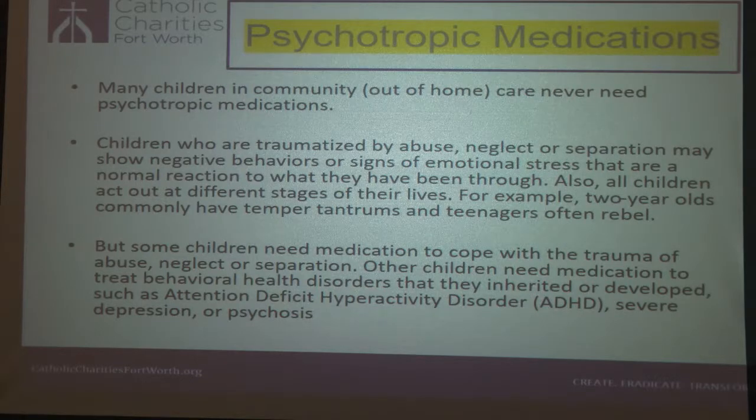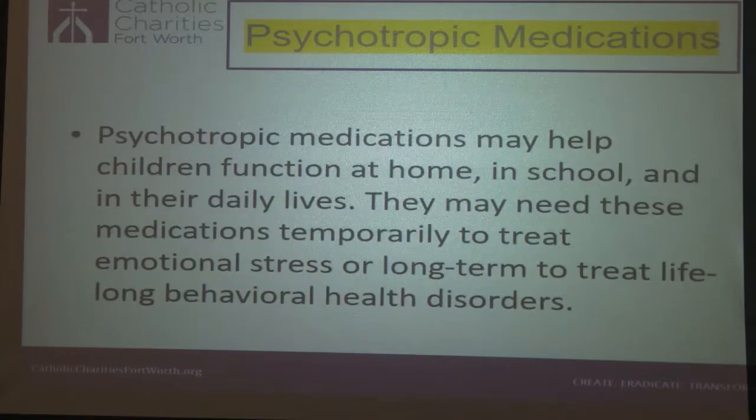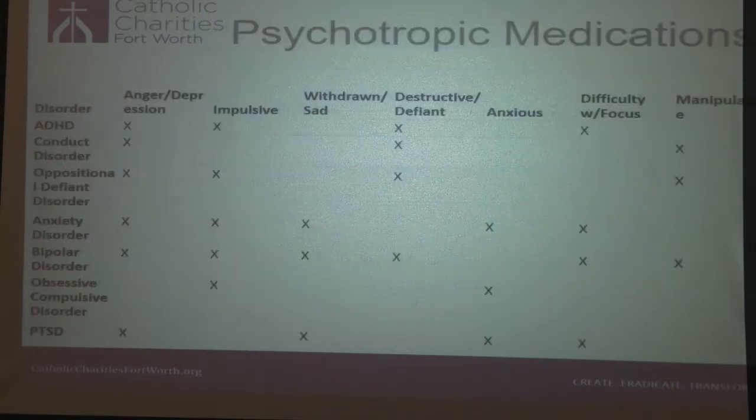And this will develop because of the trauma and the stress, and it's the way their body functions to handle some of the trauma they've been through. Psychotropic medications may help children function at home, in school, and in their daily lives. They may need these medications temporarily to treat emotional stress or long-term to treat lifelong behavioral health disorders. And that happens in some cases.